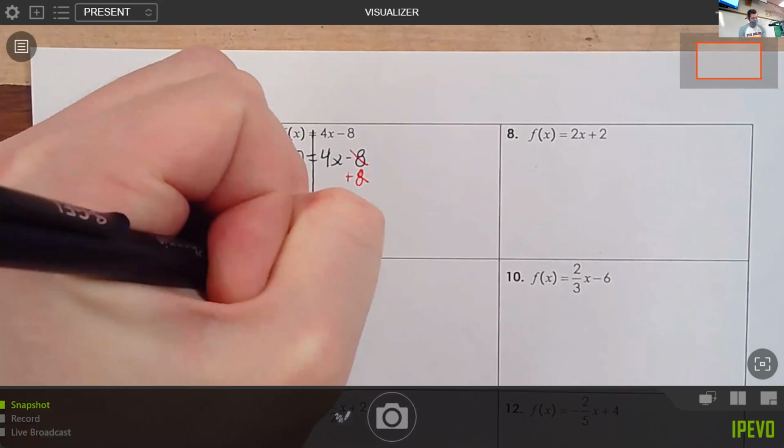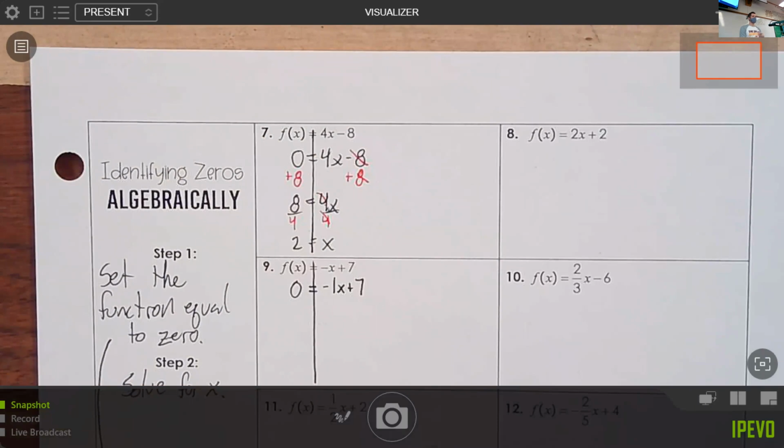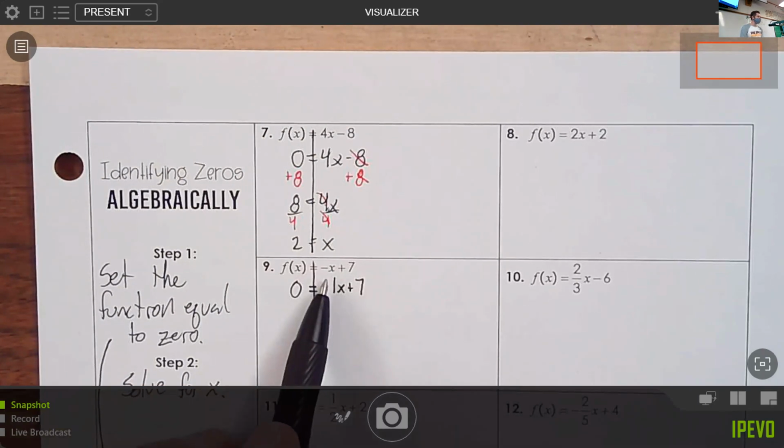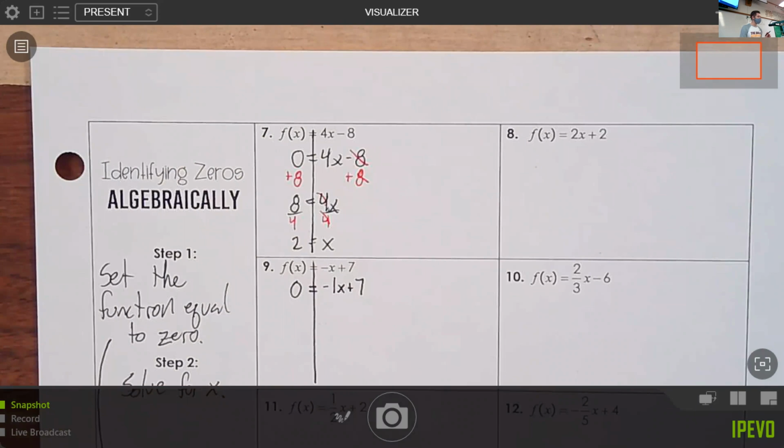Anytime there's a negative hanging out with a variable, I usually put a negative 1 with it, because it kind of looks like x is by itself and that this might only be a 1-step equation, but this is still a 2-step equation because of the negative. When you have a negative right by a variable, that's like having a negative 1. So I just want to make sure that we're all aware of that.